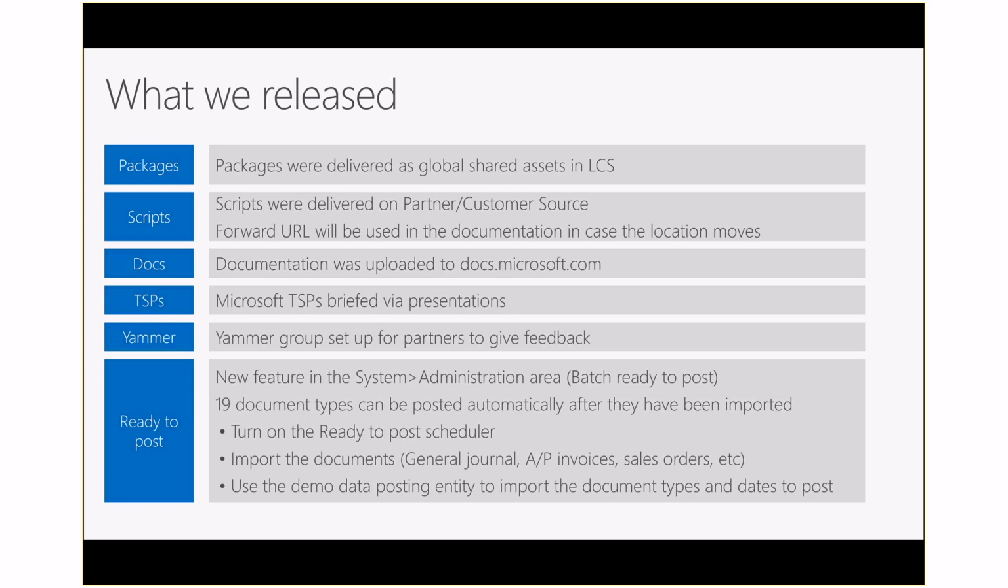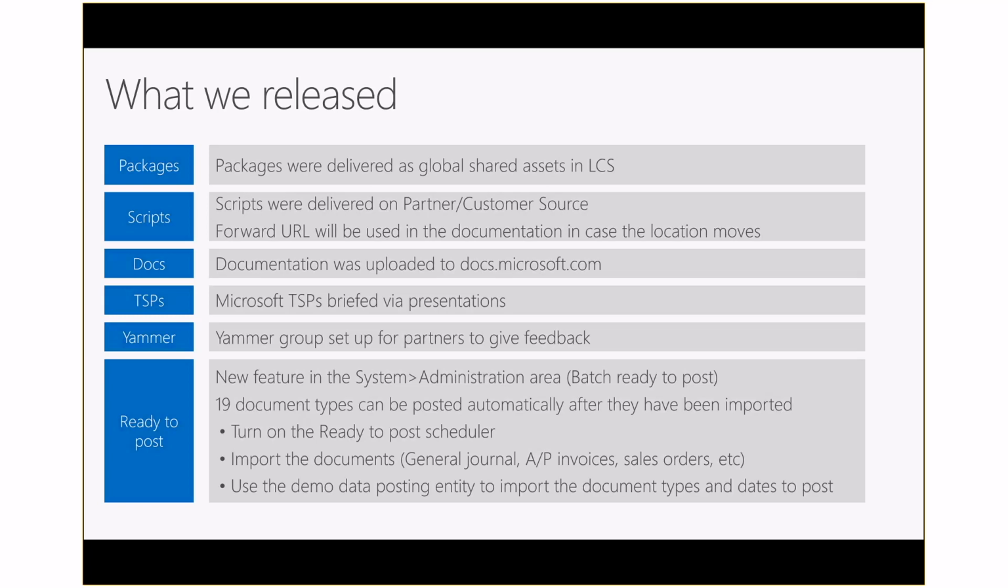So we're using standard functionality to post this general journal or this AP invoice. We're using the current posting routines. We're just sending off a batch as if you had keyed it in, as if you had gone into that user interface. So what we also did is we also created an entity that will import into this ready to post form.